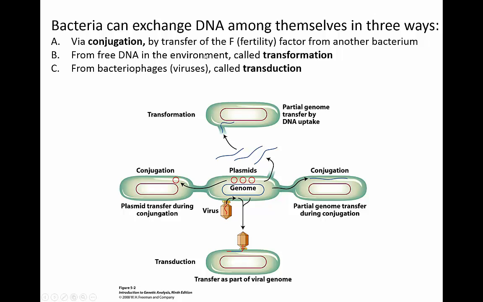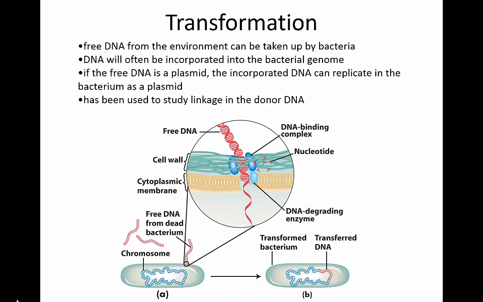So transformation is the ability of bacteria to take up free DNA from their environment. If it's a long strand of DNA, it can actually be inserted into the bacterial chromosome. Or if it's a plasmid DNA, that plasmid will then just be replicated separately from the genome in that bacterial cell. Your book goes into some details about how transformation has been used to study linkage in the donor DNA. We're not going to go into that much detail about it.